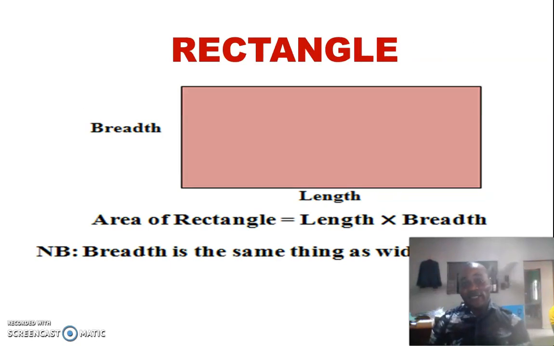Now look at this: getting the area of a rectangle. I already showed you examples of a rectangle, which are a notebook, a blackboard, and so on. Now, the area of a rectangle is length times breadth. Now remember, breadth is the same thing as width, and the area of a rectangle is length times breadth.